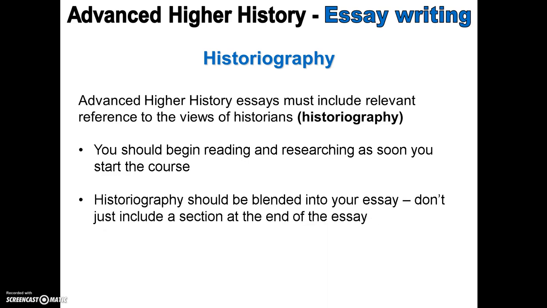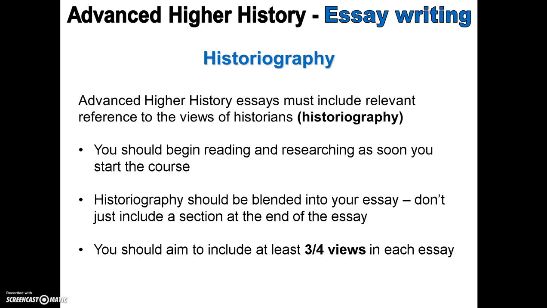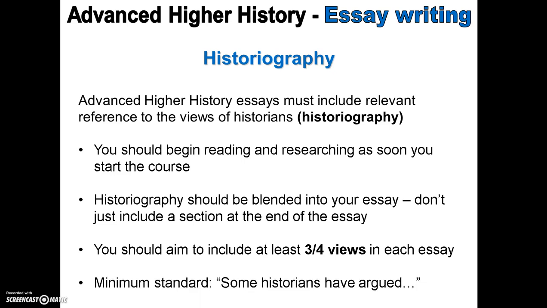Historiography should also ideally be blended throughout your essay. Don't just have a section at the end where you throw in everything you know about historians' views. In an ideal world, you should aim to include at least 3 or 4 views in each essay, but 1 is the bare minimum you should be going for. A minimum standard would be simply "some historians have argued," where you outline some of the main arguments which are made, even if you don't know the specific people who made them.